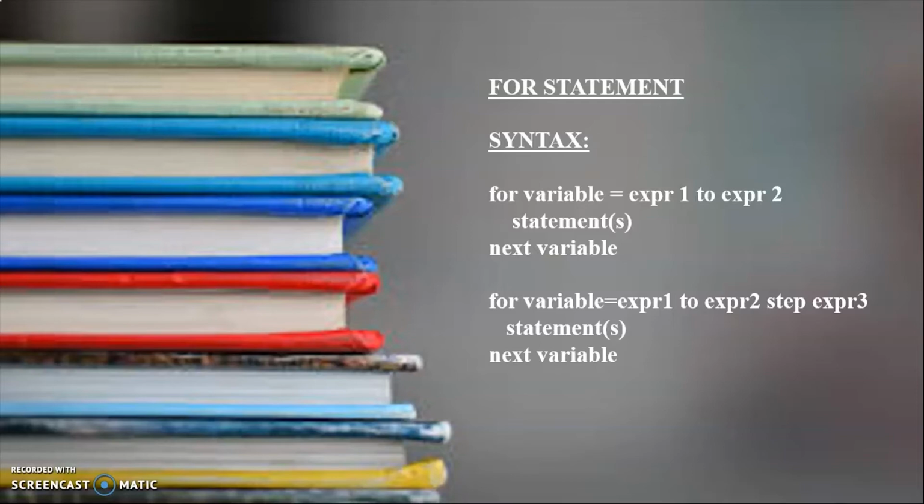The for loop terminates, that means the for loop ends, once it reaches the value of expression 2. So it starts with expression 1, gets incremented by the value you give in expression 3, and the for loop ends at the expression 2 value. Whatever value you give in expression 2, with that value the for loop ends. Are you all clear with the syntax? Now we can see a program based on the syntax which we have learnt.